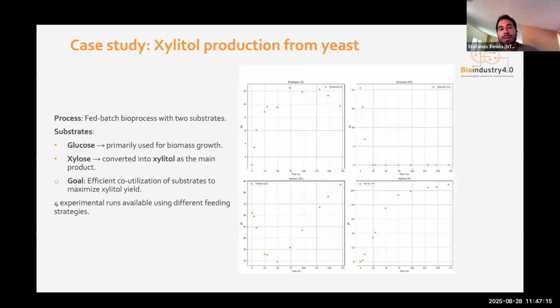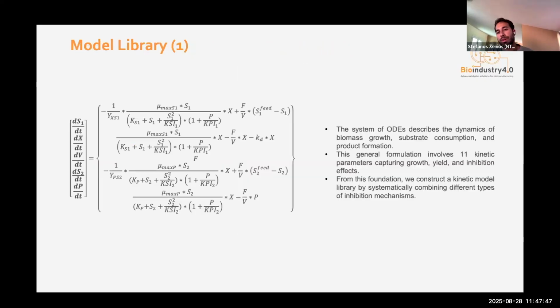Okay, let's move on to a BioIndustry 4.0 use case, which is xylitol production from yeast. Basically, we have a fed batch bioprocess with two substrates. One of them is glucose, which is used for biomass growth, and the other one is xylose, which is converted into xylitol and is not converted into biomass at all. The metabolic pathway is cut off. And what we want for this bioprocess is to optimize the feeding strategy in order to maximize xylitol. For this use case, we have 4 experimental runs, and let's see how we build the framework.